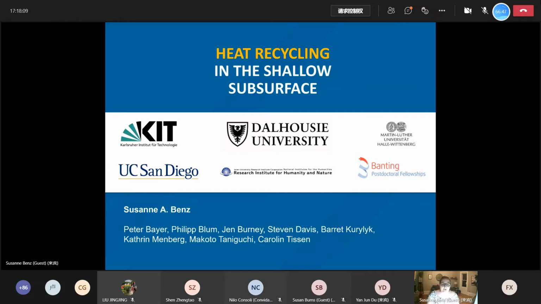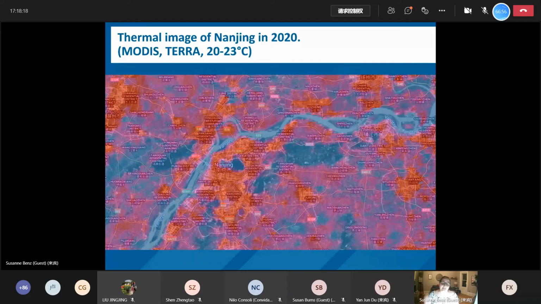I said before that I want to talk to you about heat as a resource. So the first thing we need to do is figure out where actually is heat. And the best way to do so is just taking a thermal image, in this case a thermal image of Nanjing, and figuring out where it is hot. Here you're seeing in the bluish tones, this is more like 20 degrees Celsius, and in the reddish tones, it's at 23 degrees Celsius.